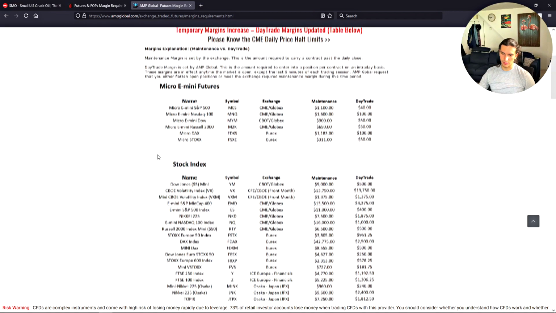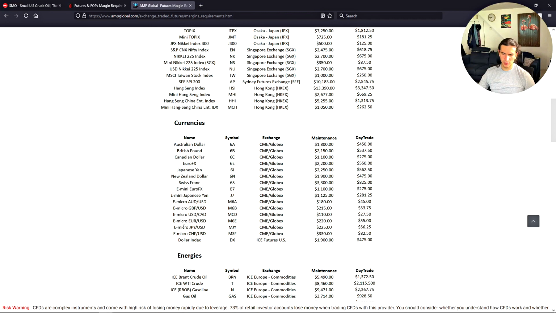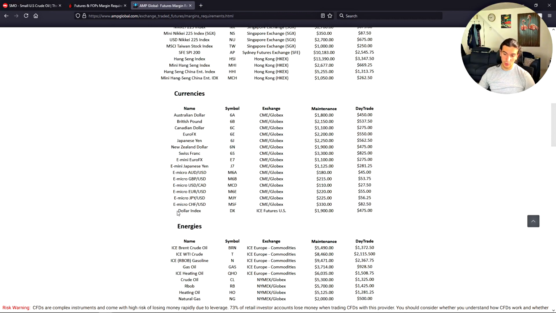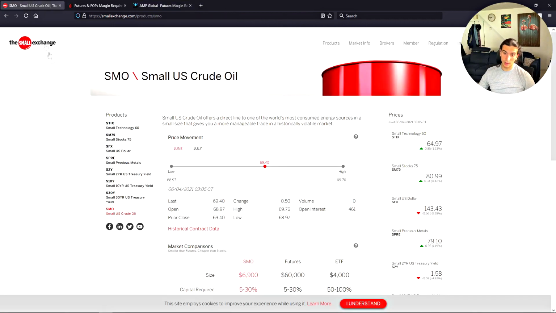They're $100, $50. If you wanted to trade currencies, you got your currency futures, and you also have your micro currency futures on the CME. But don't forget, the only micro dollar future is the one on the Small Exchange.